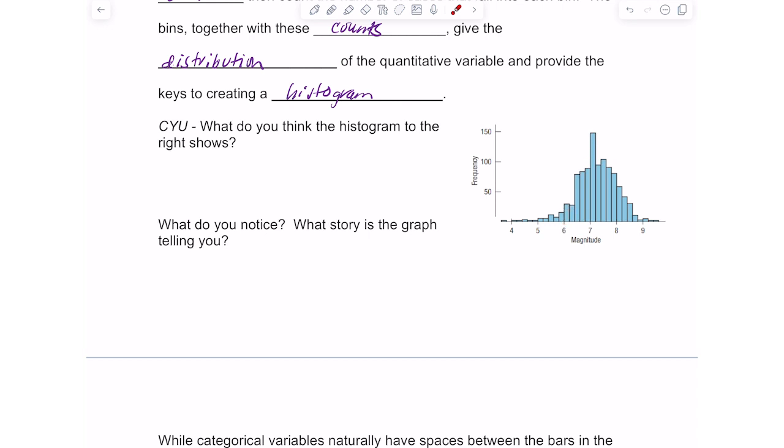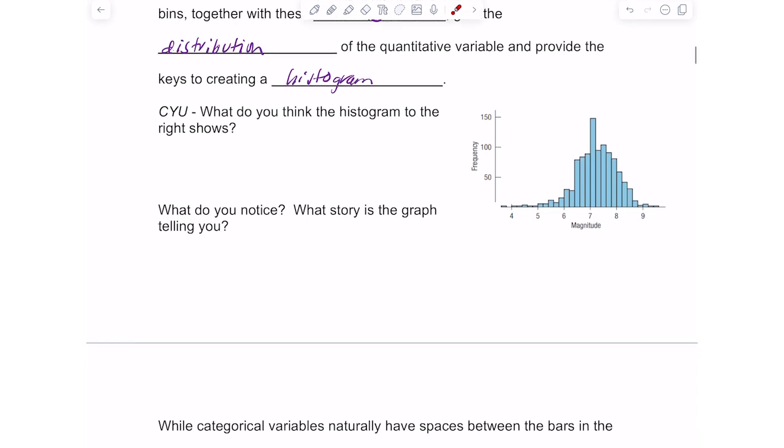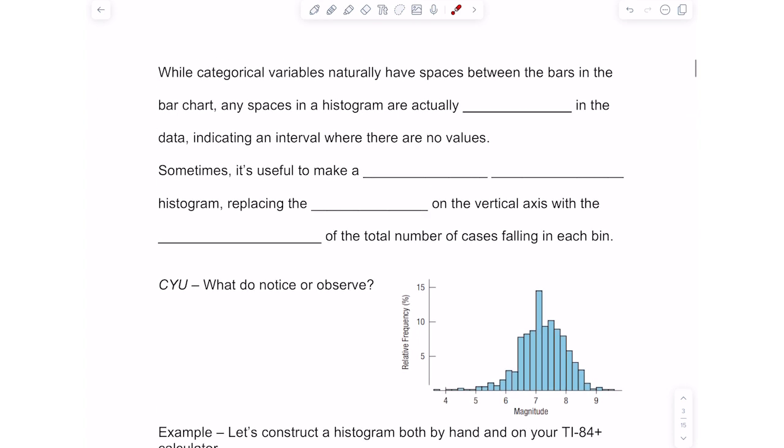So there were 1,017 earthquakes known to have caused tsunamis, and that's actually what these represent. And this dates all the way from records from 2150 BCE to the present time. And we're going to look at how to construct those histograms. While categorical variables naturally have spaces between the bars, like in a bar chart, any spaces in a histogram are actually gaps in the data. So we normally will have the bars touching each other unless there's a gap. The gap just indicates that it's an interval where there are no values.